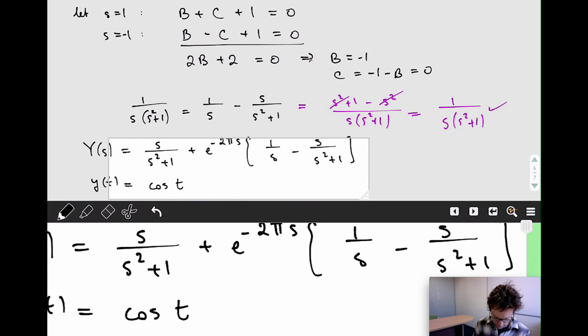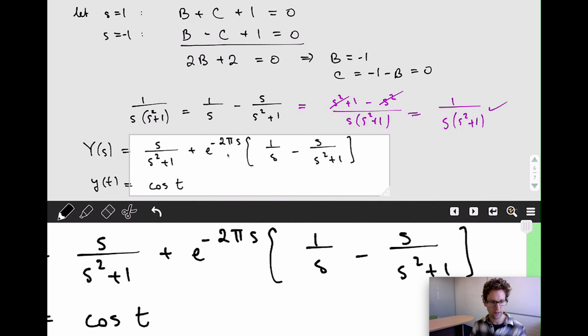That's fairly straightforward. The second shifting theorem tells me that if I have a multiplication by e to the minus 2 pi s, that's going to turn into a shift and a cut. So let's first of all figure out what the inverse Laplace transforms of each of these pieces are. The inverse Laplace transform of 1 over s is just going to be a constant, equal to 1. And the inverse Laplace transform of s over s squared plus 1, well again that's going to be cosine of t. So I'm going to take my constant and my cosine of t and shift them and multiply them by a cut.